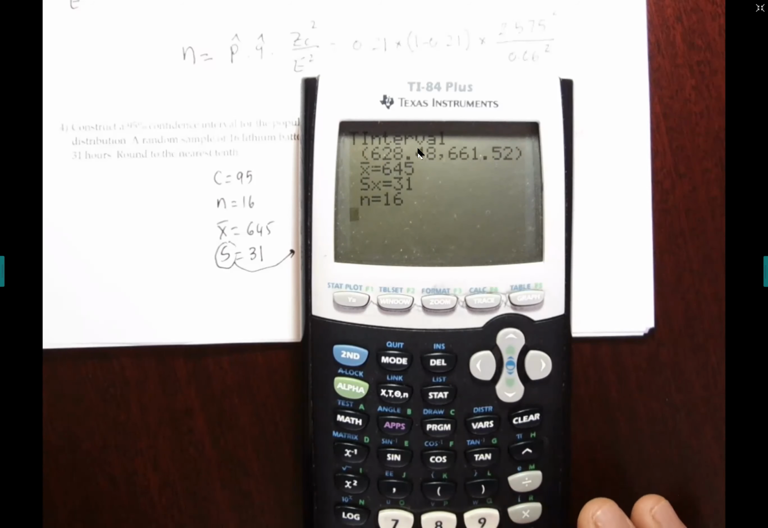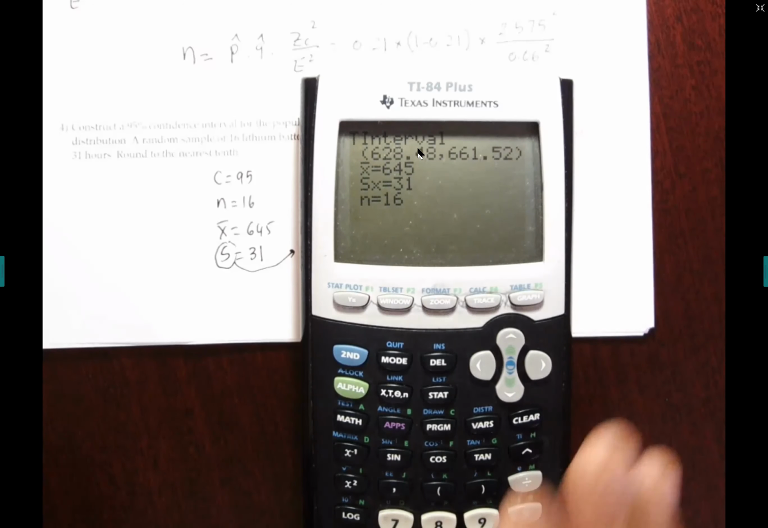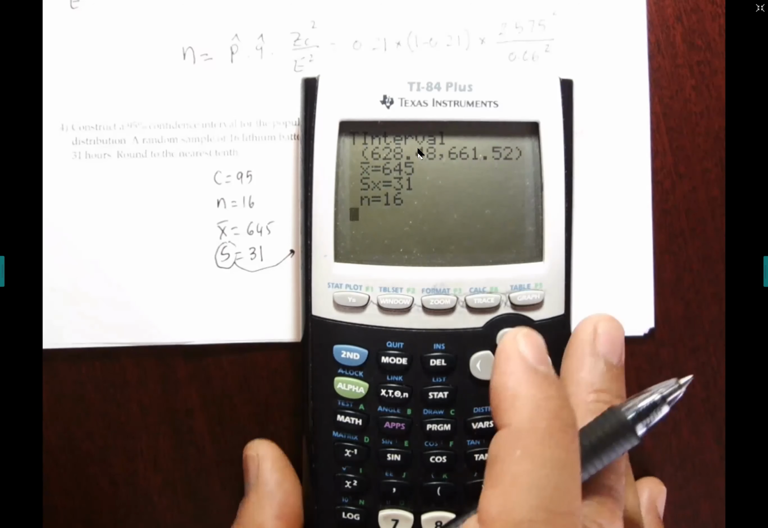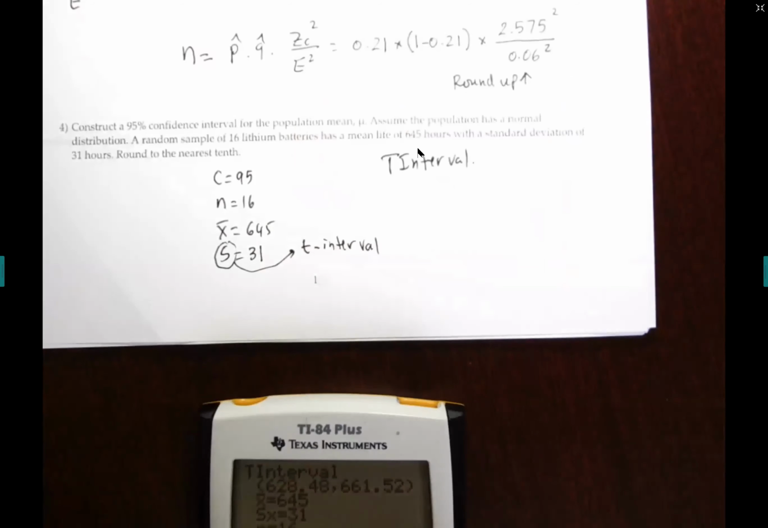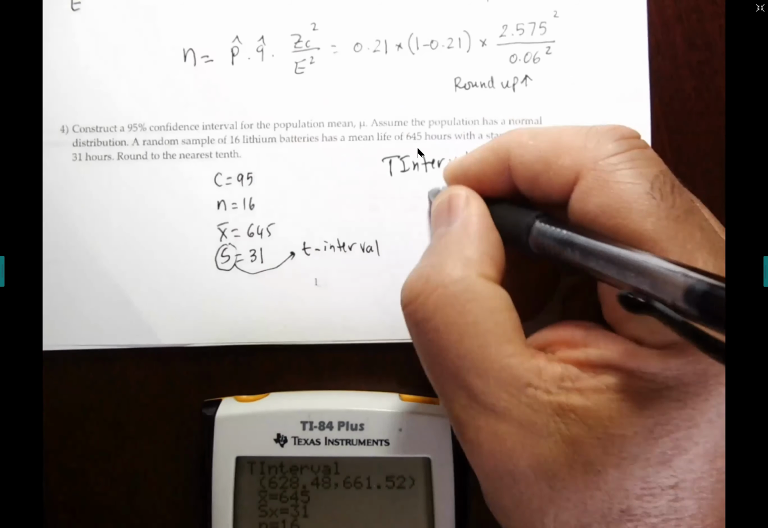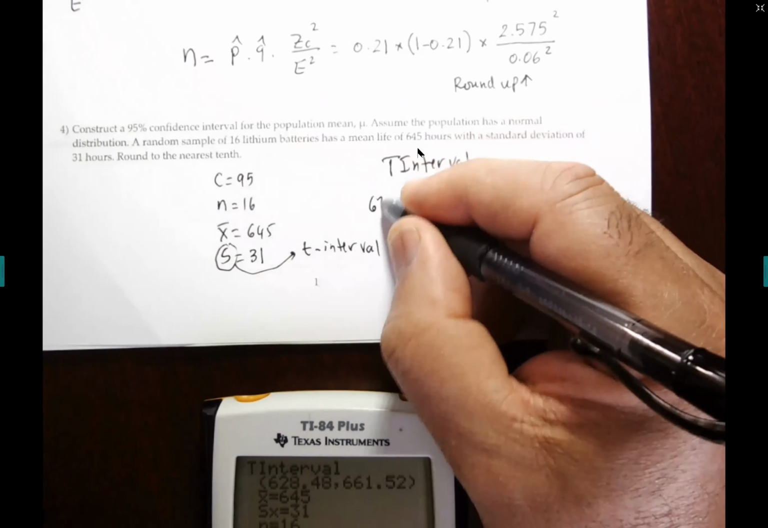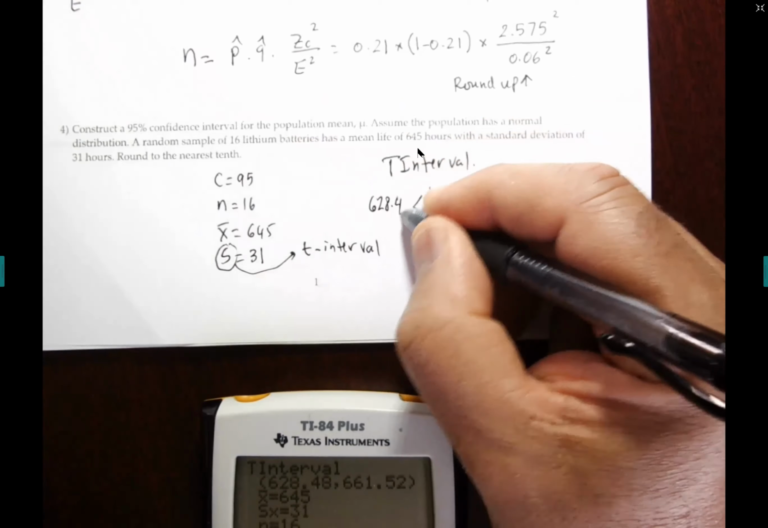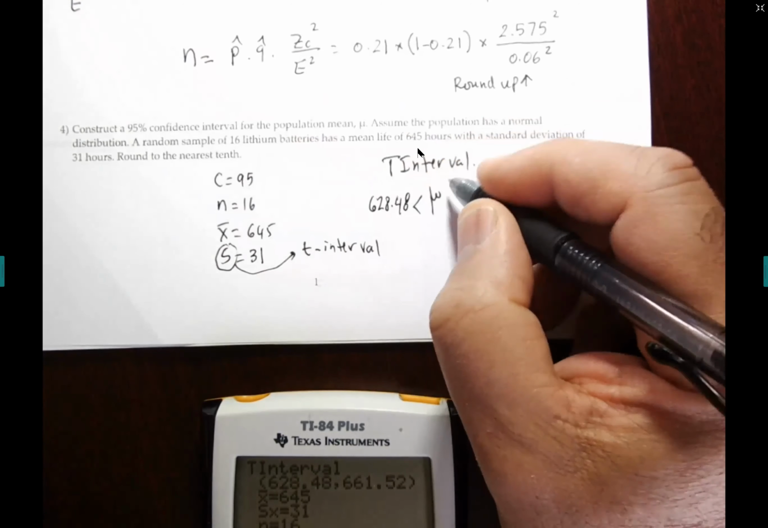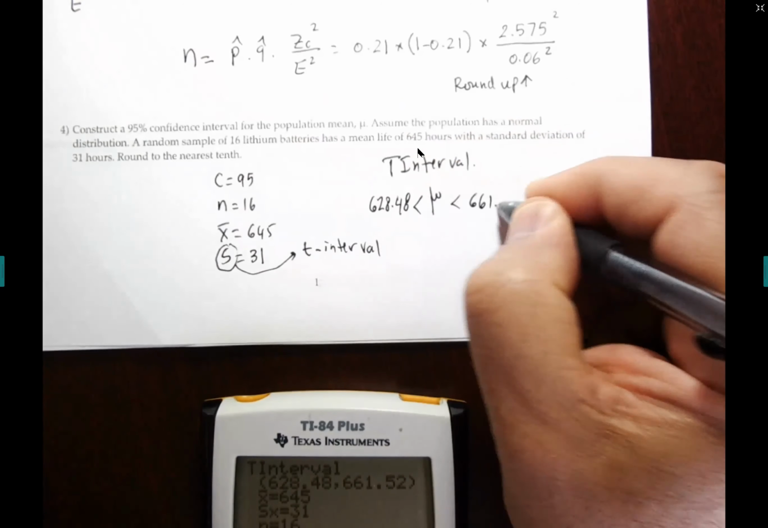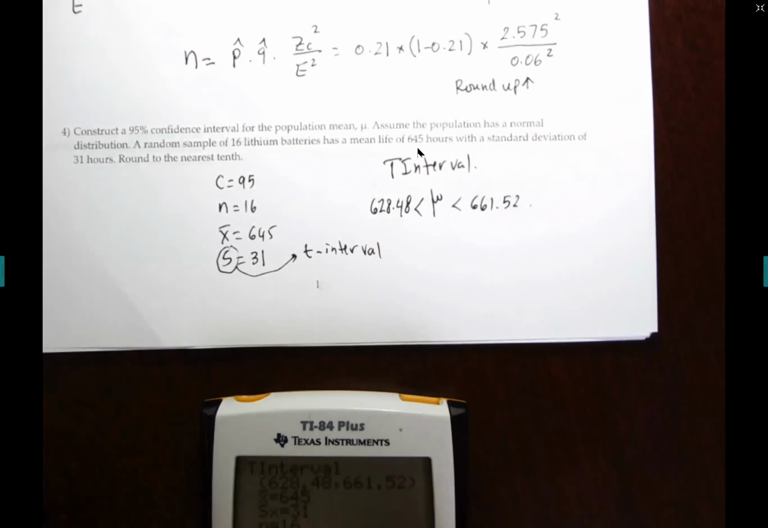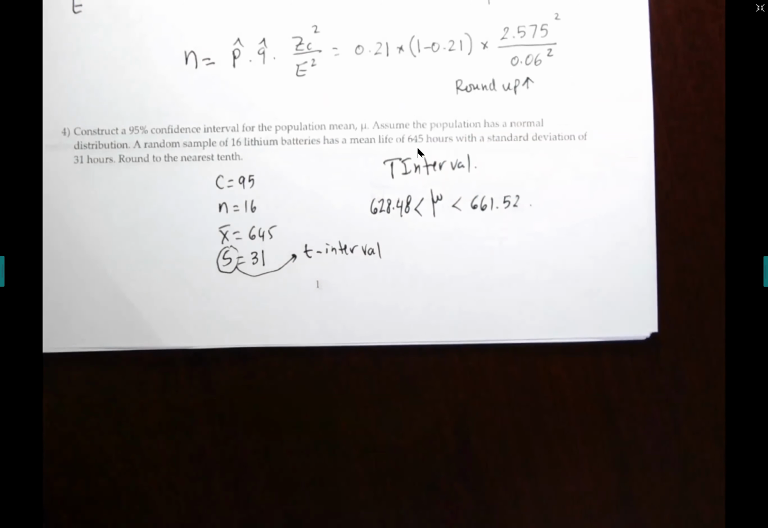Okay. The T interval is: the mean is between 628.48 and the other one 661.52. Okay, let's go to the next part.